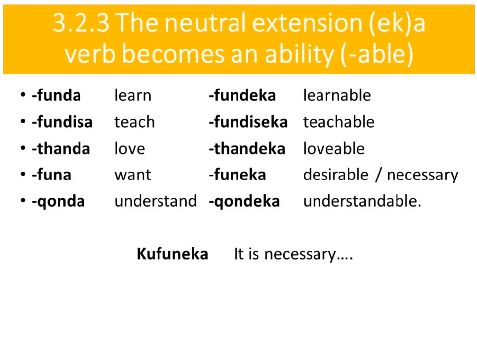Our third extension is the neutral extension, which creates something into an ability. These are very simple. If funda is learn, fundeka is it's learnable. Fundisa is to teach. Fundiseka, teachable. Tanda is to love. Tandeka is lovable, and it's often used also as a name. Funa is want. Funeka means desirable or necessary. Qonda, understand. Qondeka means something is understandable. And the word that's often used in Xhosa is kufuneka, which means it is necessary.